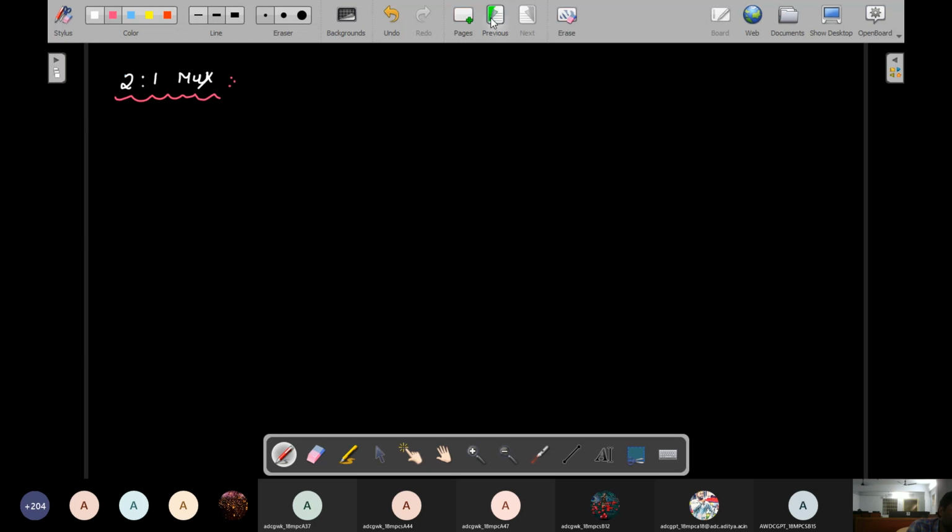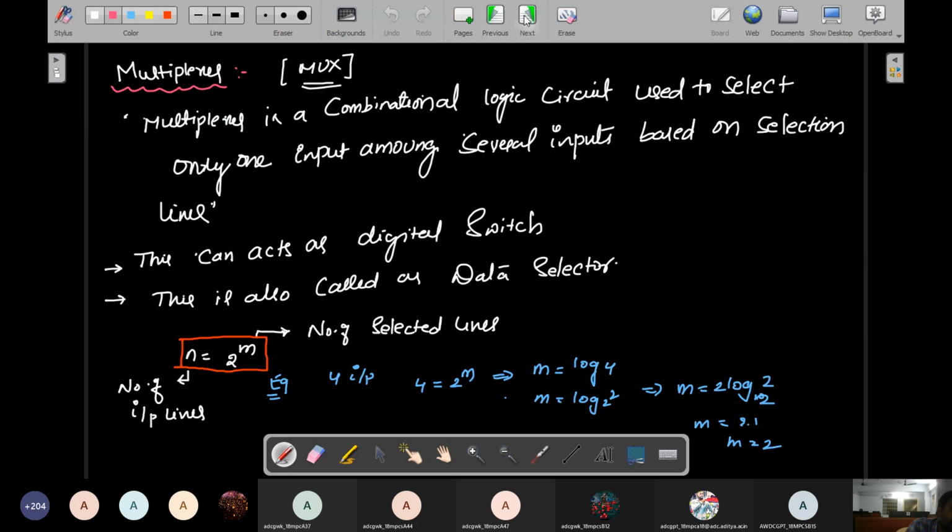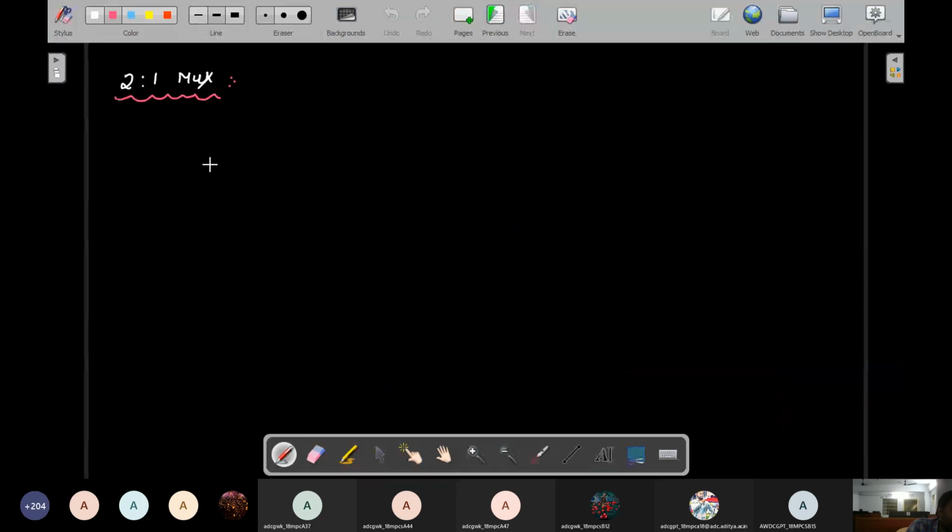Inside the multiplexer, we have different logic gates. These are combinational circuits. The inputs are operated on by a logical operation, so inside there are logic circuits, logic gates. I'll draw the block diagram of the multiplexer.